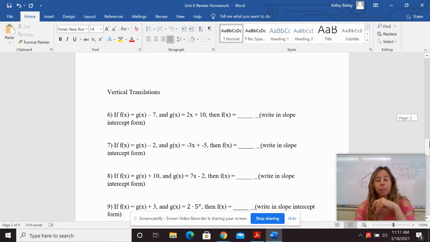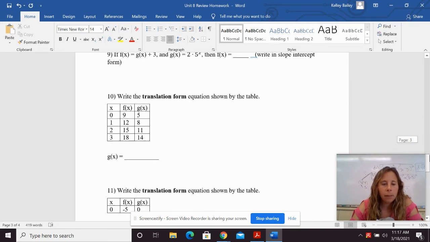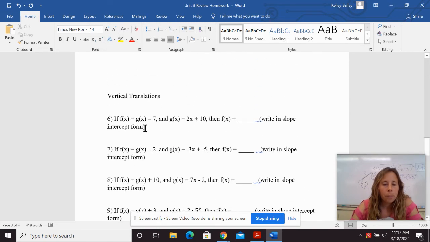Okay, these are going to go faster. We just stopped proving one that was long. Vertical translations, similar to what we did in class today. If f of x equals g of x minus 7 and g of x equals 2x plus 10, then we need to write the equation for f of x. This is when you're going to use substitution. So we're going to substitute 2x plus 10 in for g of x.